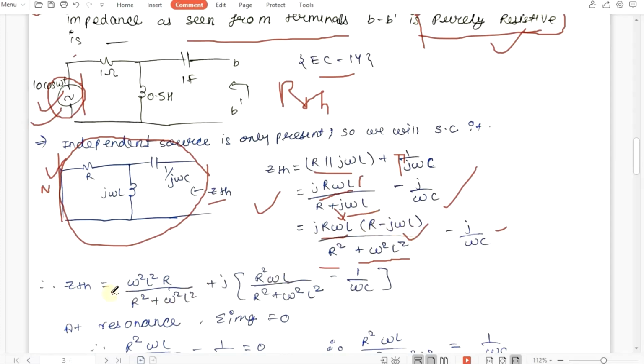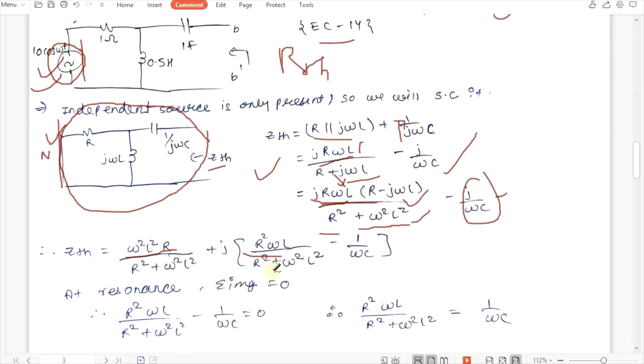The real part is omega square L square R upon R square plus omega square L square, and this is our imaginary part: R square omega L upon R square plus omega square L square, and the negative part, which is minus 1 upon omega C. As we all know, when our circuit operates at resonance frequency, the imaginary part, basically the reactance of our circuit, will be 0. So we have to equate our imaginary part to 0.